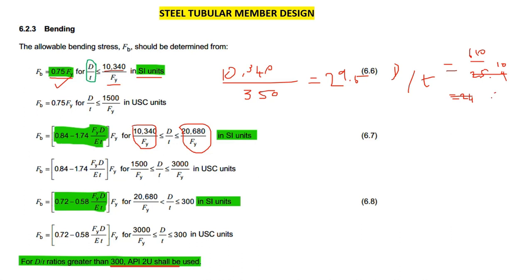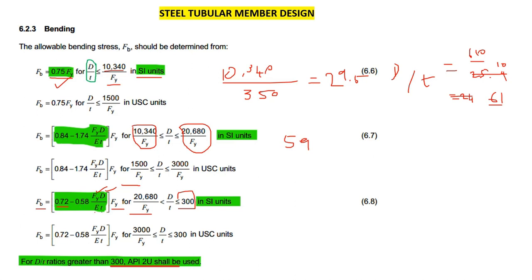D by t will become 61. 61 means it may come in between this ratio, 20,680 divided by 350, which is nothing but 59. So this formula we cannot use because it's 61. Then we need to use this formula, for 20,680 by Fy less than 300: 0.72 minus 0.58 times Fy times d by t, and if you put this value then Fb we can get in terms of Fy. It may even come to 0.5 times.